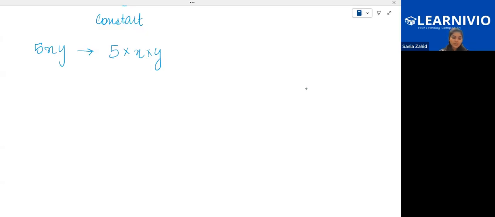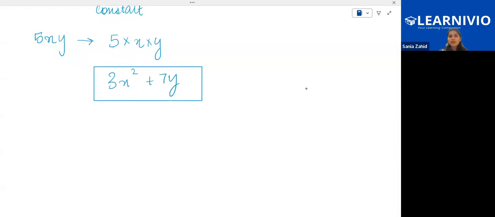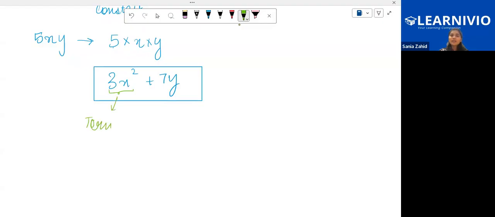Yes, ma'am. Okay. Now, if I talk about what is the meaning of terms of expressions? Now, let's suppose I have an algebraic expression which is like 3x square plus 7y. So, in this expression, I have two terms. One of the terms is 3x square. This is a term, and this is also a term. So 3x square plus 7y is composed of two terms. One of them is 3x square and the other one is 7y.